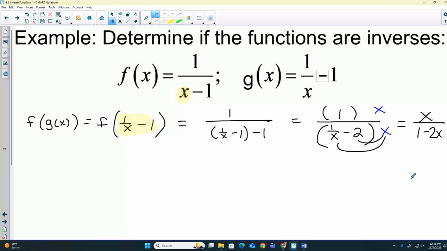Is this giving me what I need? If they're inverses, what does my answer have to equal? x. Am I getting x here? No. So is there any reason to check the other one? Nope. I can stop and say these are not inverses. They did not cancel each other out. It'd help if I could spell though.